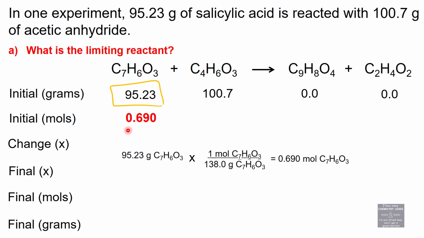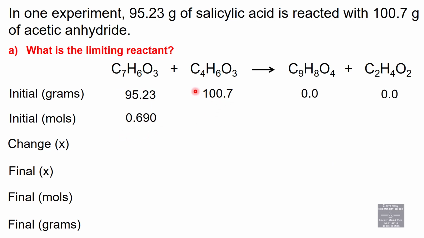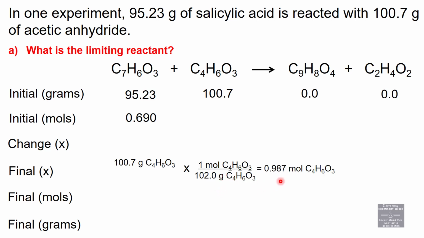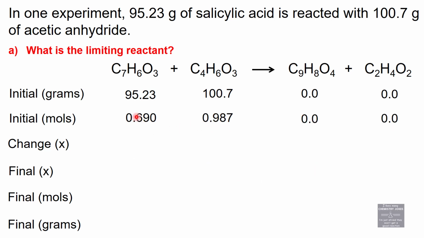0.690 moles. Do the exact same thing with this, 100.7 grams of this, times 1 over the molar mass of that guy. 102 grams, again, carbon is 12, hydrogen is 1, oxygen is 16, according to the rounding that I did here. We get 0.987 moles of this thing. This is super easy. It's 0 and 0 moles of those guys. So that was a simple conversion for these two numbers to get from grams to moles.